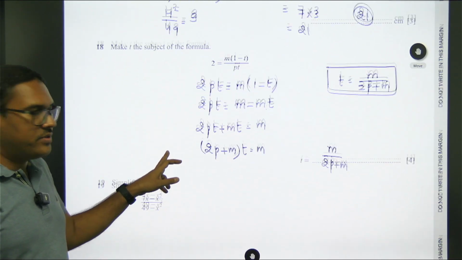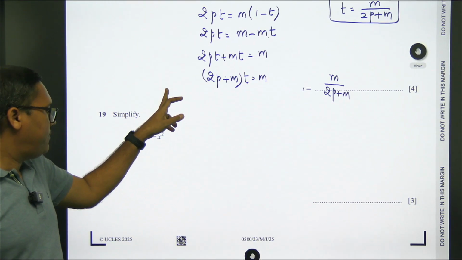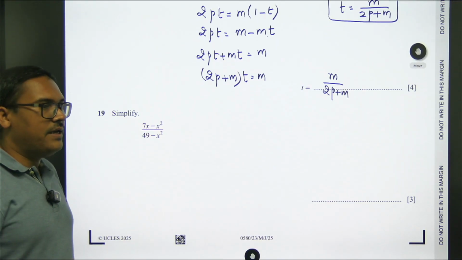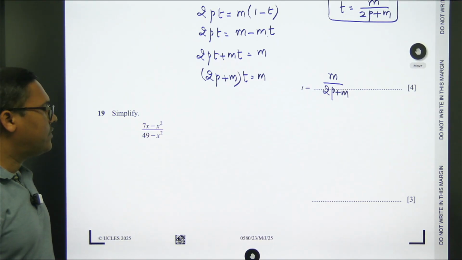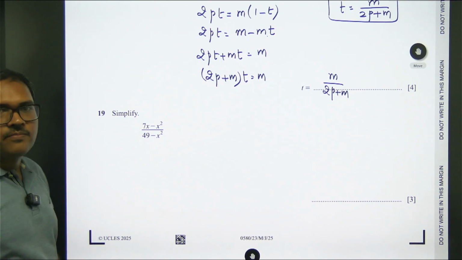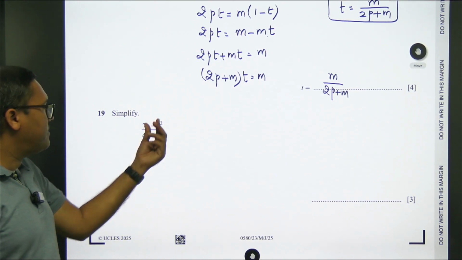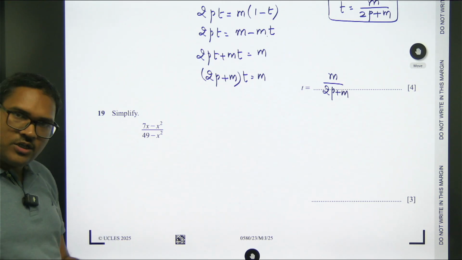Now let's move to the next question. So here we have to simplify this expression. Again, a very standard question. Here you can see, if you have this expression, you have to simplify this. That means you will factorize the numerator and you will factorize the denominator.